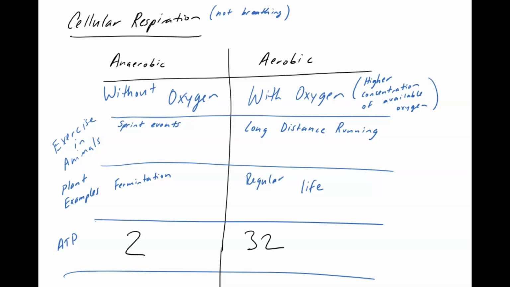Taking a look at the plants, the plant example, so in anaerobic respiration, we're going to call that fermentation, and in aerobic, it's going to be just the regular life cycle of a plant, okay? So the products in anaerobic cell respiration are going to be our alcoholic fermentation or alcohol there, and then in animals, it's going to be what we call lactic acid. That's what causes the burning sensation in the muscle tissue. Anaerobic respiration is going to produce approximately 2 ATP, and aerobic respiration is going to produce about 32 ATP.